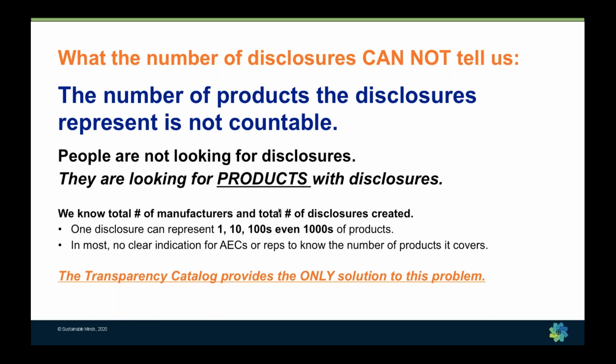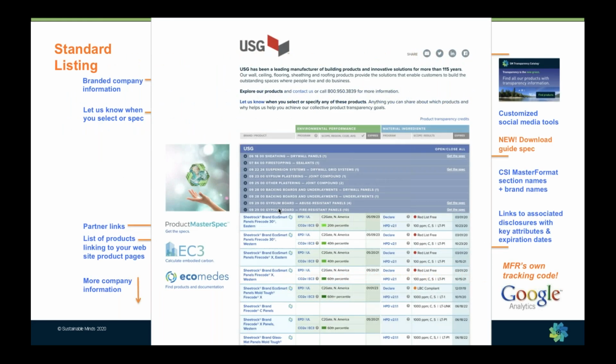But at the core of the design of the listing is that what's also problematic about disclosures is that they can be created for one product, but typically they're created for multiple products or even whole product lines or whole product families. And it's difficult, if not impossible, for regular people, salespeople, AECOs, to figure out which disclosures correlate with which products. And so the design of the listing in the catalog is specifically designed to address that problem.